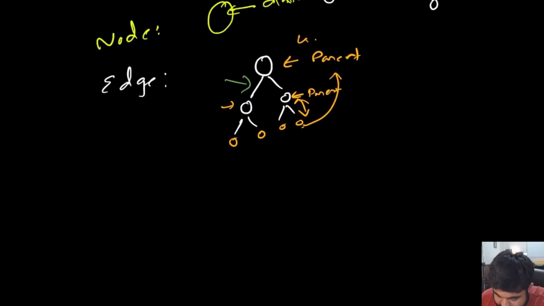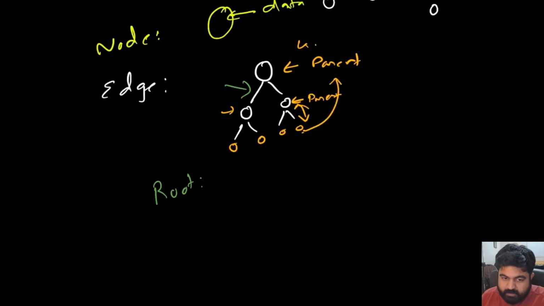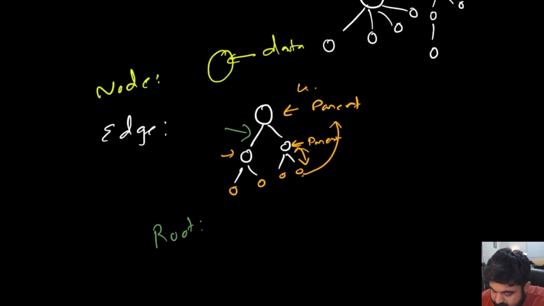Next, we need to discuss what a root means. Root means the node that supersedes all the nodes. Essentially the greatest grandparent, the very first node that becomes your entry point into the tree, and this is defined as the root node.